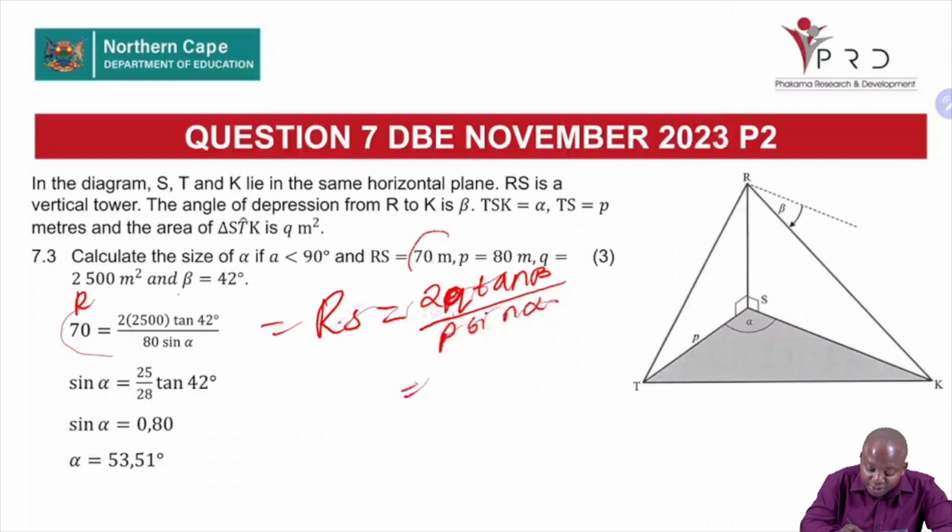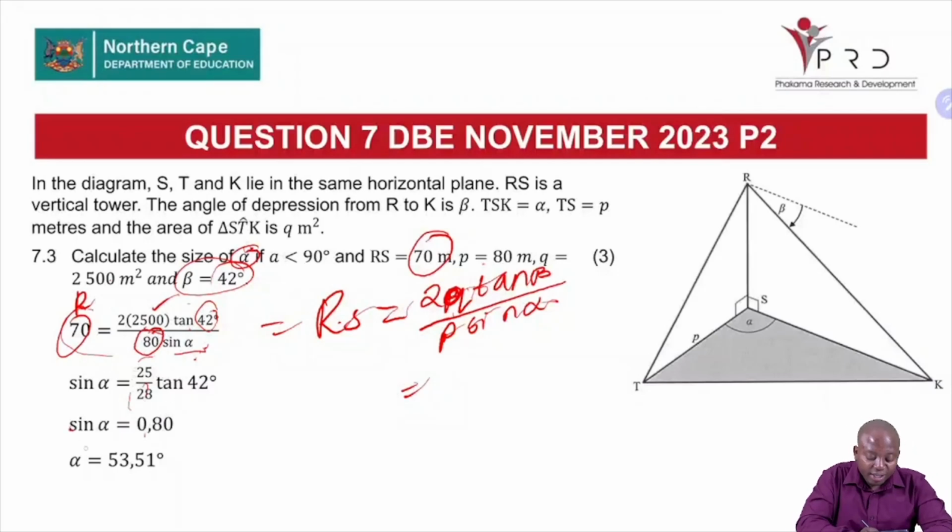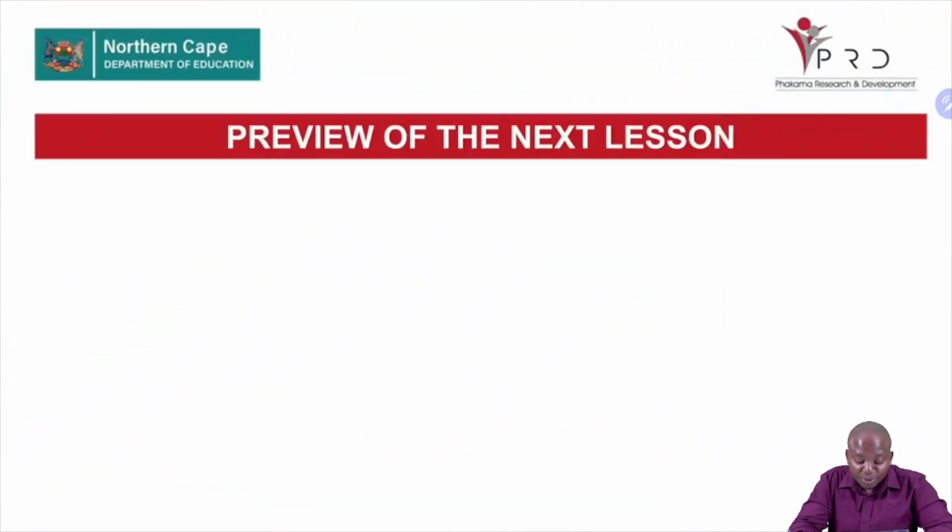Can you just substitute the value? RS we're given is 70, so we put 70 as RS. Q is 2500, we put 2500. Beta is 42, let's put 42. Then P is 80. Then sine alpha is just alpha in that case, so we're looking for that alpha. Then we press everything in the calculator. Then we solve for sine alpha, and we get alpha equal to 0.7.